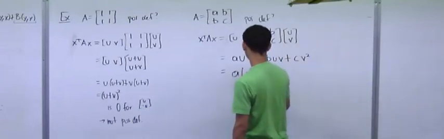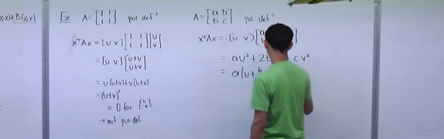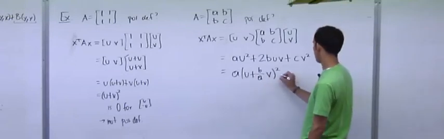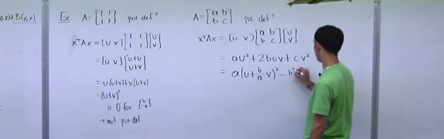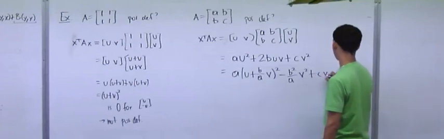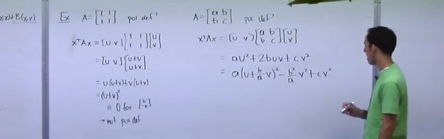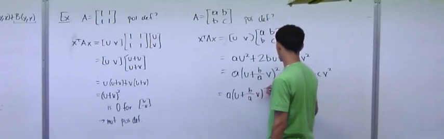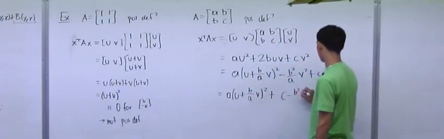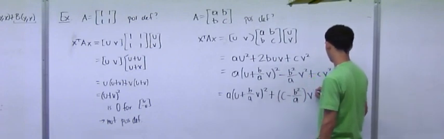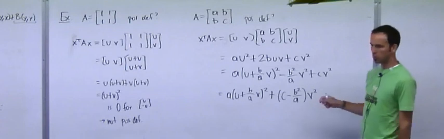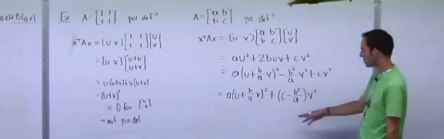So how do I figure out if this is positive or not? Well, the usual thing is to complete the square. So I get a times (u plus b over a v) squared. So that gives me the au squared. It gives me the 2buv. I have an excess of b squared over a v squared, plus cv squared. So this is equal to a times (u plus b over a v) squared plus (c minus b squared over a) v squared. And the question is, when is it true that this is always positive no matter what my choices of u and v are, except that I shouldn't choose both 0, because if they're both 0, then this is 0.